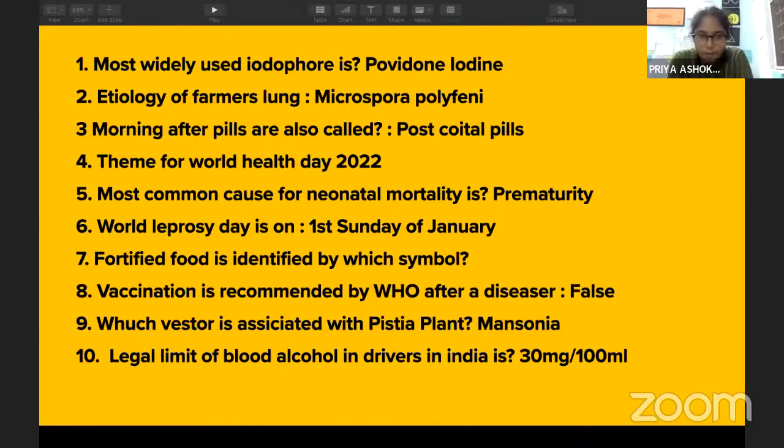It's fine. Theme for World Health Day is right. It is Our Planet, Our Health. Common cause for neonatal mortality is prematurity. Now, World Leprosy Day is celebrated on the first Sunday of every January, every year. Fortified food is identified by which symbol? It comes as an F and a plus. You can Google it up. This comes according to the organization called FSSAI. Have you guys seen it on every food packet that you buy? They regulate the standards of food in India. So it has this logo called F plus if it is fortified. So that's what I meant.